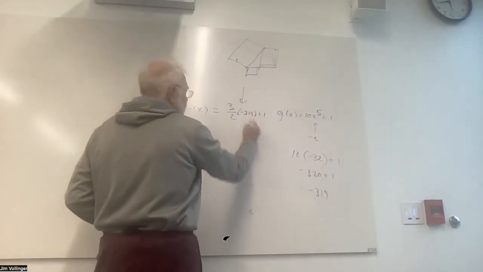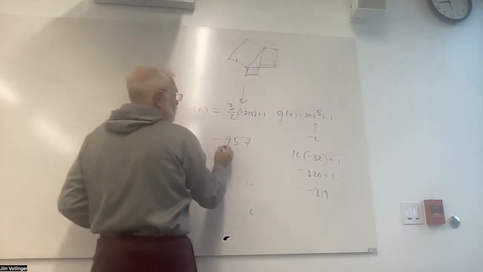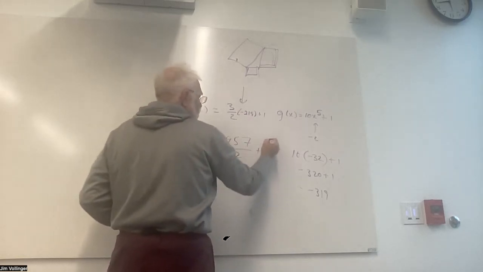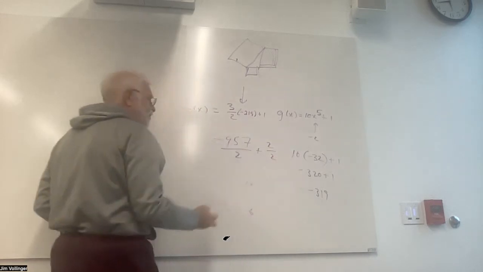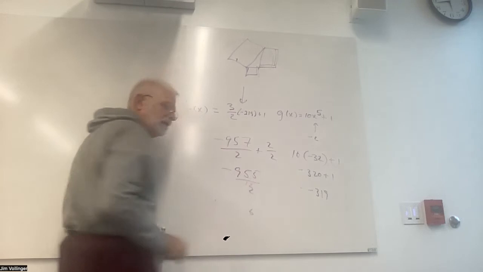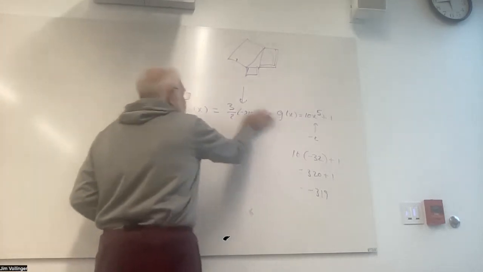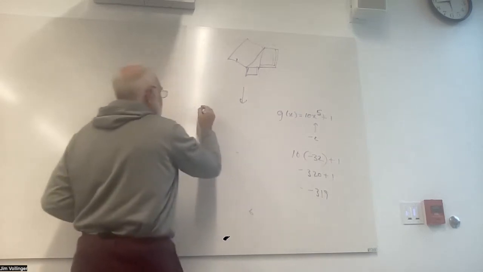So 3 9s are 27, so that's a 5, so that's a 9, and that's a negative, and that's over 2 plus 1. 1 is 2 plus 2, so it's not that bad. So it's -955 over 2, if I didn't make a careless error, and I may well have. But that's the concept.